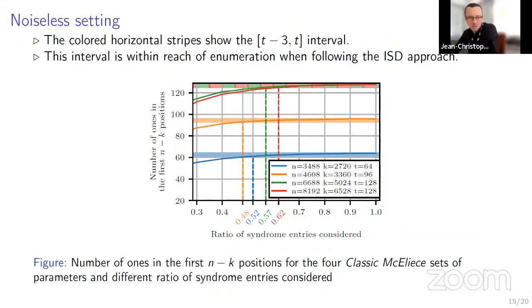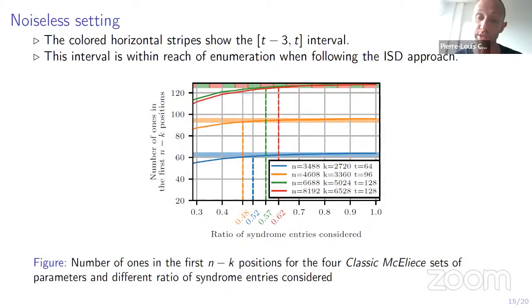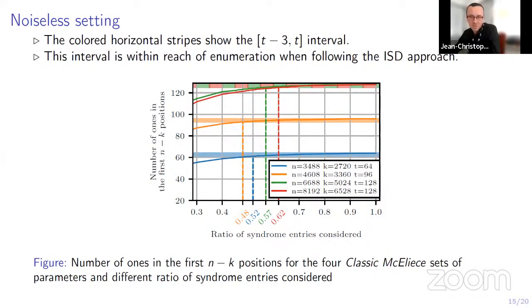Okay, and similar results would also apply to BIKE, I guess, with the quasi-cyclic structure. Yeah, so we just do it on the parameters. We don't use the structure of the code so far. Okay, thank you very much, Pierre-Louis, again. You're welcome.